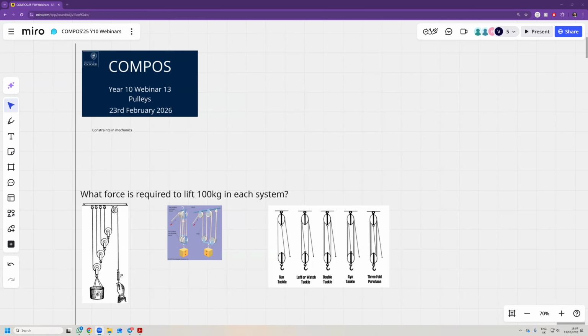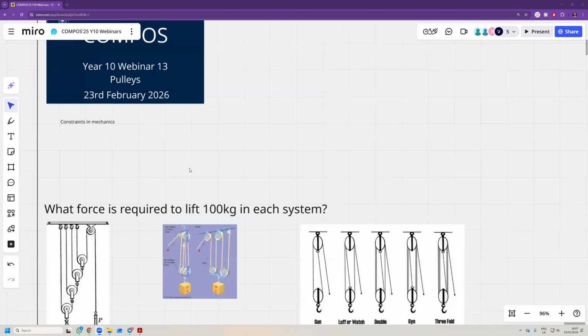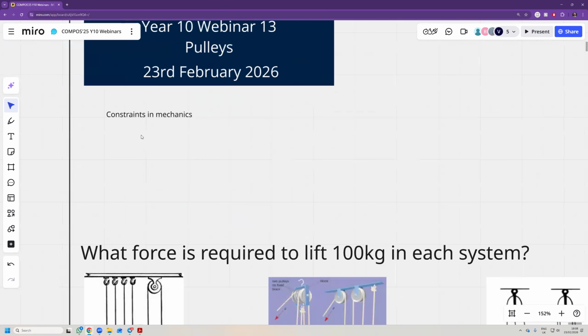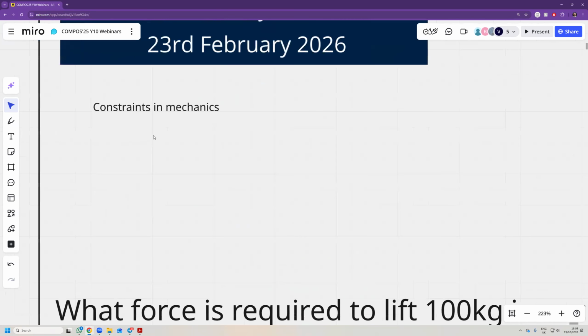So a pulley is an example of a simple mechanism that is designed to, well, usually increase the force. Sometimes to increase the speed, but generally we use pulleys to lift things. Before we talk about pulleys, let's talk about constraints in mechanics very briefly.